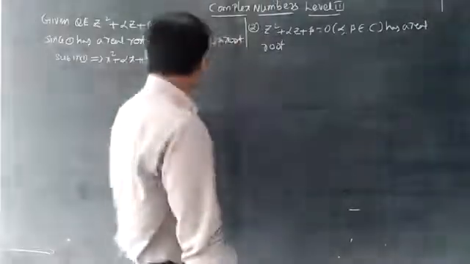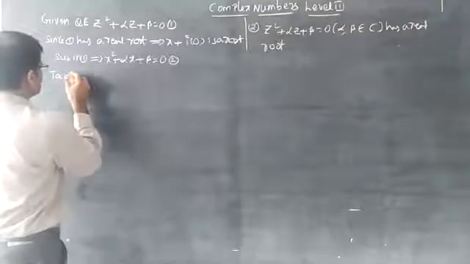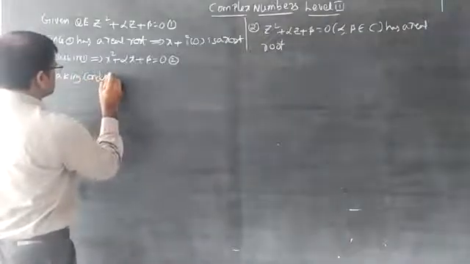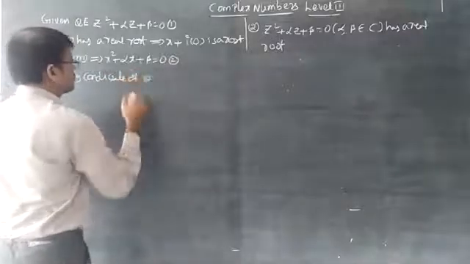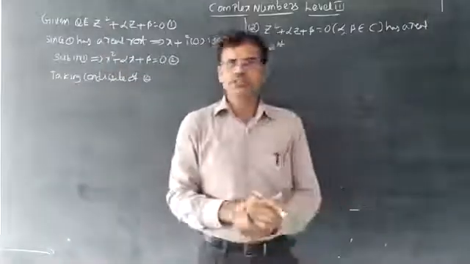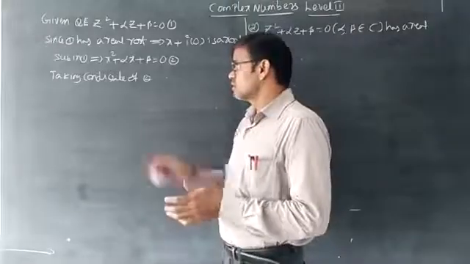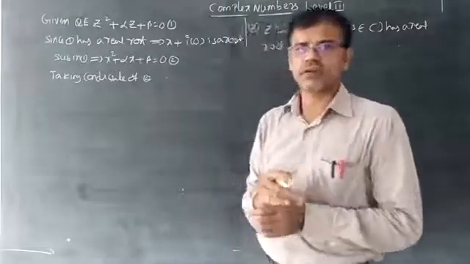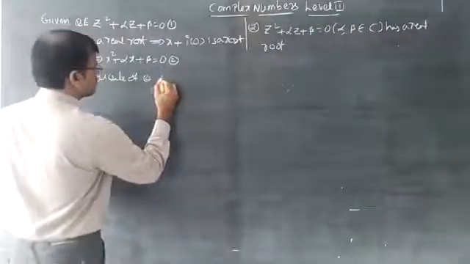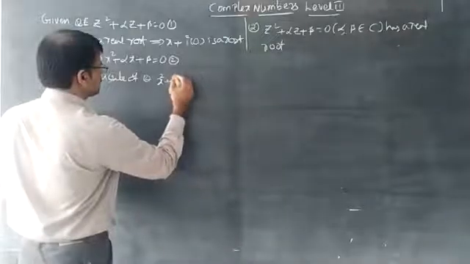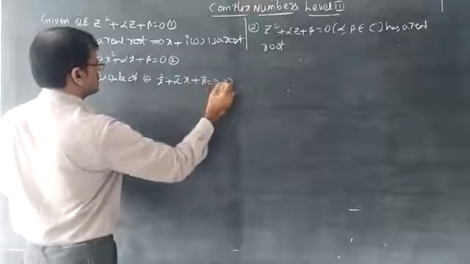Now taking conjugate of 2. Why are you taking conjugate? According to the options, in every option he has given alpha, alpha bar, beta, beta bar like that. So if we take conjugate only, then you will get alpha bar and beta bar. Now taking conjugate of the second equation, we can write x square plus alpha bar x plus beta bar is equal to 0. It is third equation.